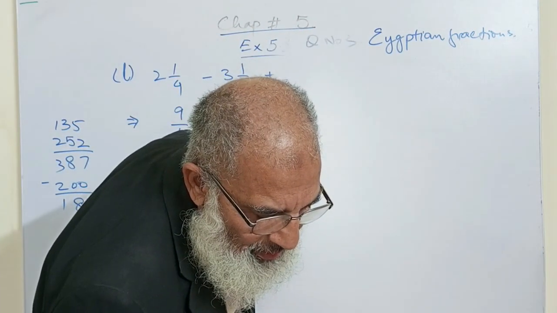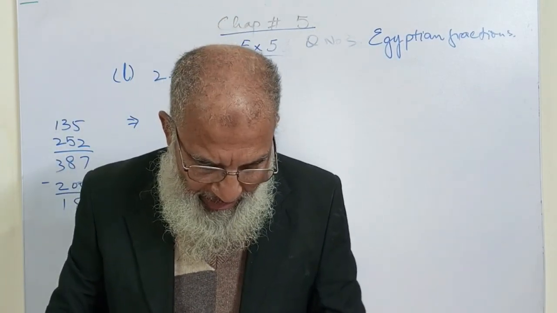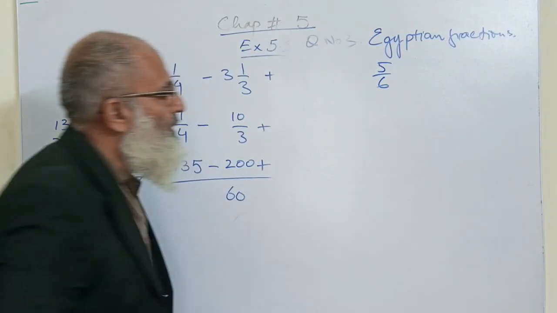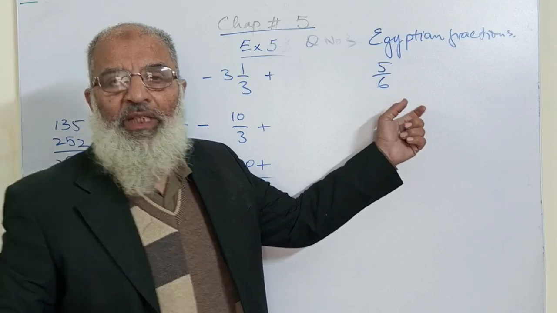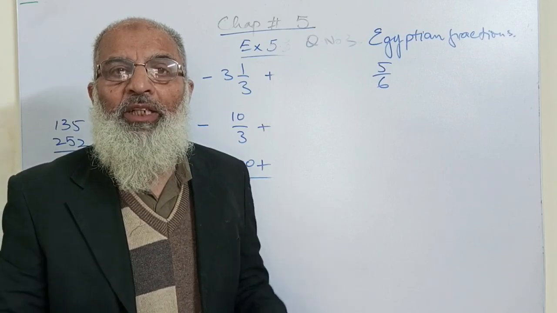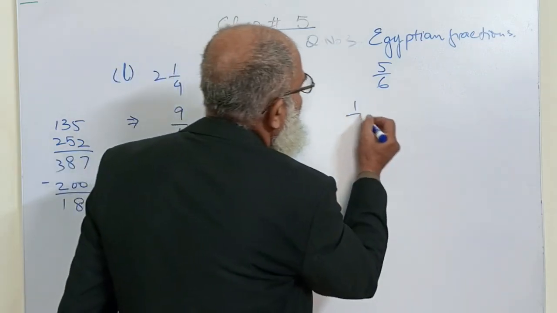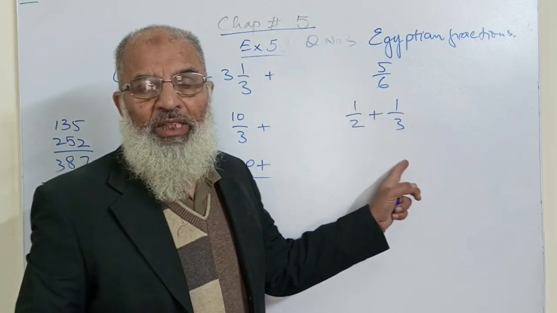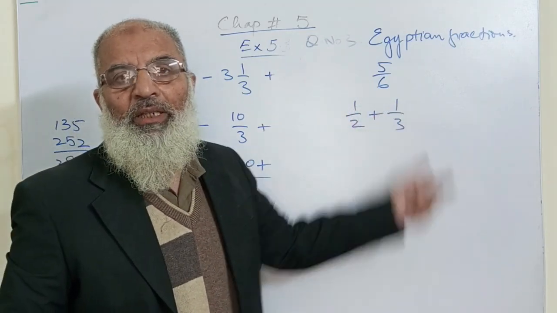Now, what are the Egyptian fractions? Egyptian fractions are the fractions. If you see any fraction like 5 by 6, we have to break it into the Egyptian fraction. Egyptian fractions are the fractions with different denominators but the numerator is 1. For example, we have a fraction like this, 1 upon 2 plus 1 upon 3. Now this is the Egyptian fraction with different denominators, but the numerators are 1.